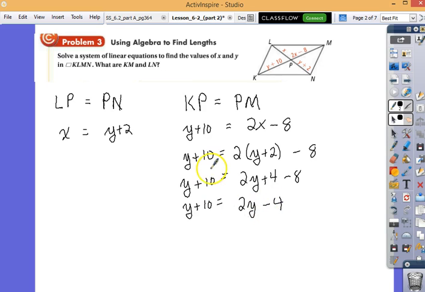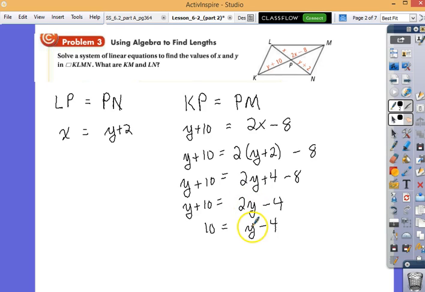Here's something that I do a little bit different than a lot of my students. I always get the variable on just one side of the equation before I start subtracting the numbers, because to me that adds more flexibility. So I like working with positive variables. I'm going to subtract y from both sides of the equation.